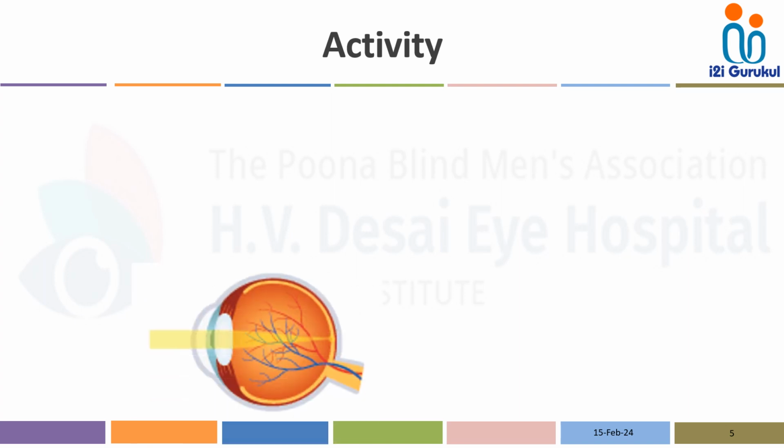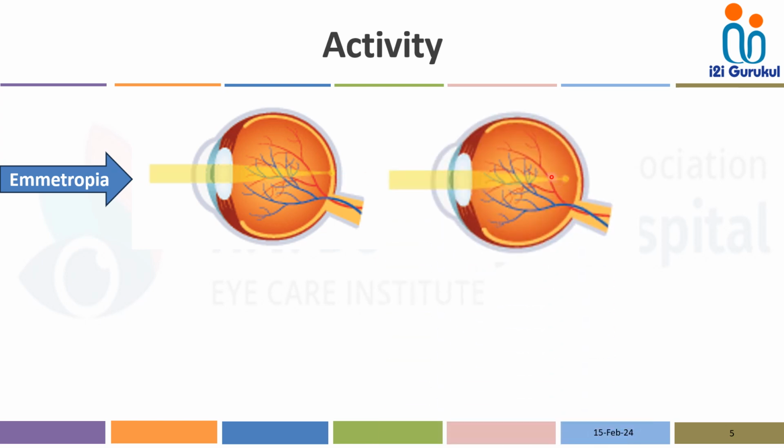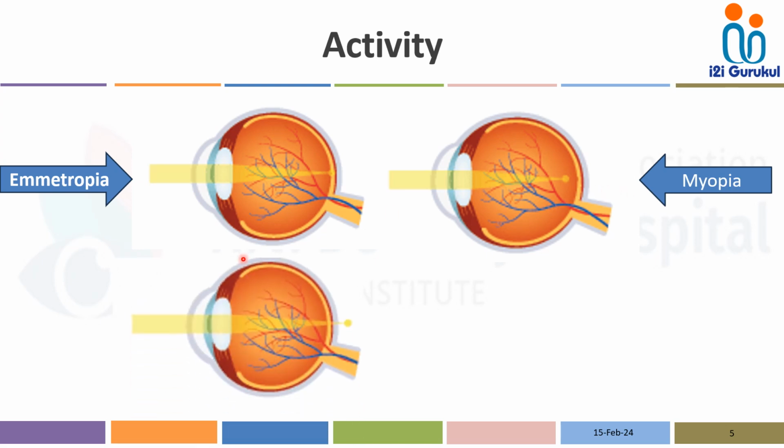You will see. The first image is emmetropia, where the refractive condition is normal, meaning the parallel rays of light coming from infinity are focused on the retina with the accommodation at rest. In the second image, the rays of light are focused in front of the retina. The condition is called myopia. And the third one, where the rays are focused behind the retina, is called hypermetropia.